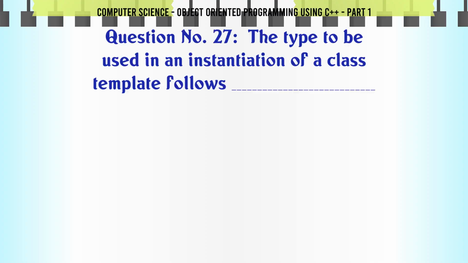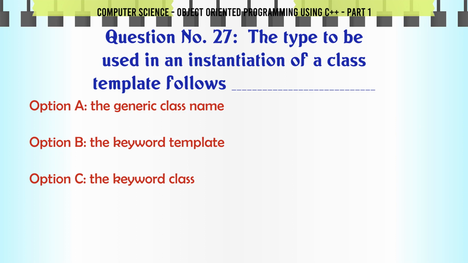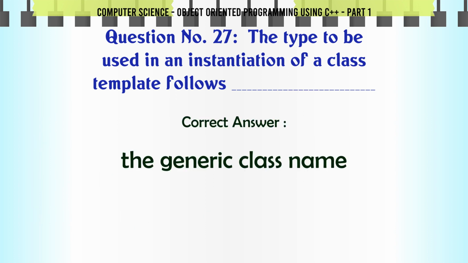The type to be used in an instantiation of a class template follows blank. A. The generic class name, B. The keyword template, C. The keyword class, D. The template definition. The correct answer is the generic class name.